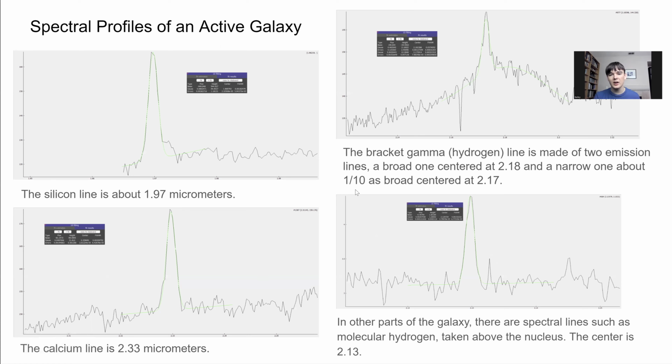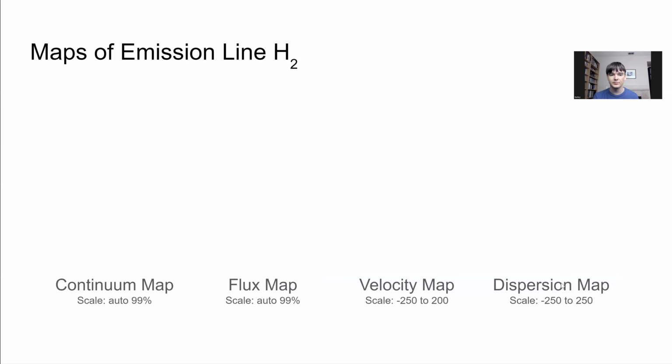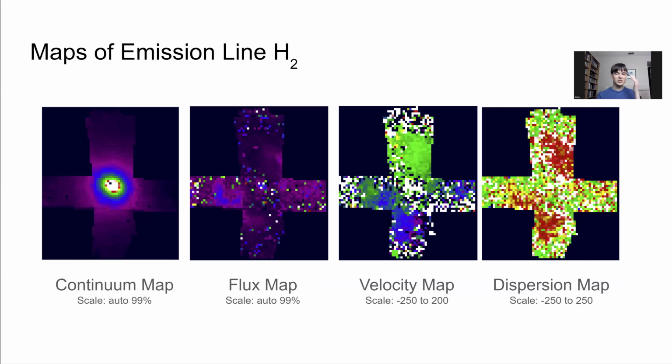Here is the ionized hydrogen line. Hydrogen is the most abundant element in the universe. This one has a broad line and a narrow line. Here is the hydrogen line of the molecular variety. It does not occur in the nucleus and is taken from a different part of the galaxy. Here are the emission lines for H2, the molecular hydrogen.